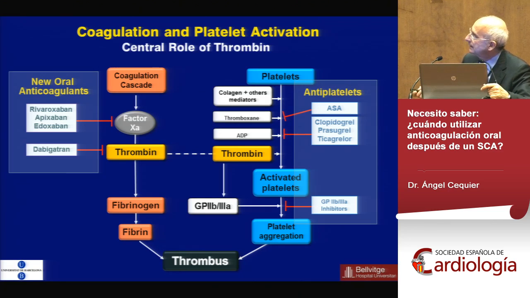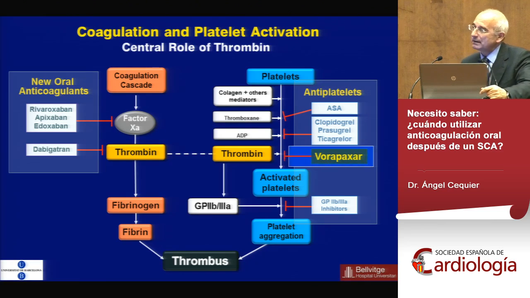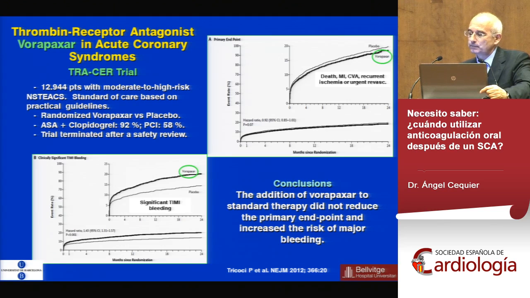Por tanto, hemos analizado que estos nuevos anticoagulantes orales actúan principalmente en la cascada de coagulación: rivaroxaban, apixaban, edoxaban y dabigatran. Y aquí figuran los antiplaquetarios orales. Hay un fármaco, el vorapaxar, que tiene un mecanismo de acción sensiblemente diferente. Es un antagonista del receptor de la trombina, provoca una inhibición en la agregación plaquetaria mediada por la trombina, y tiene dos estudios que creo que es importante analizar. Uno de ellos es el estudio fase 3 TRACER, en pacientes en los primeros 7 días después de un síndrome coronario agudo sin elevación del segmento ST; casi 13.000 pacientes fueron randomizados a vorapaxar versus placebo.